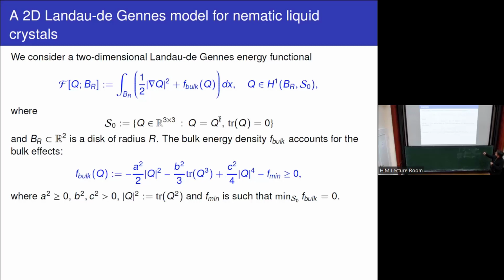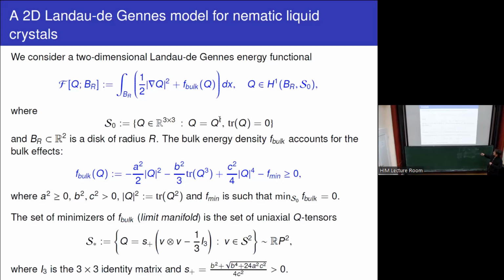So if I subtract this f min, I just make this bulk part non-negative. And that won't affect the minimizers, right? I'm just subtracting a constant, but it's convenient to have this non-negative. And the fact that the minimizers belong to a non-trivial set is contained in this statement here: the limit manifold, or the vacuum manifold, the set on which this polynomial attains its minimum, can be written in this special form.